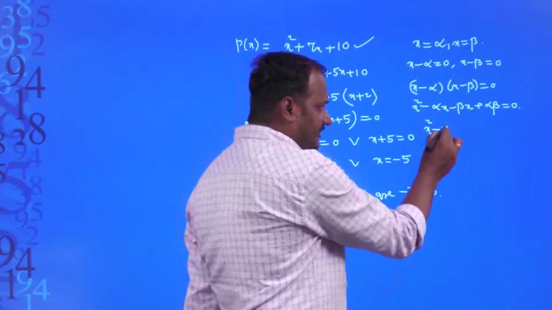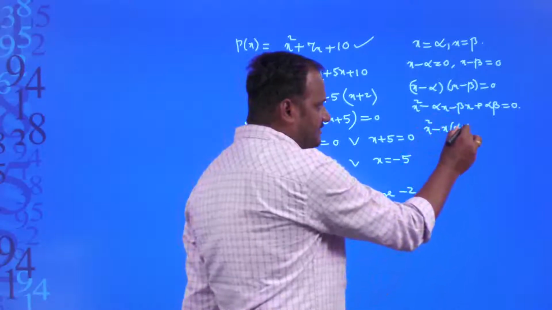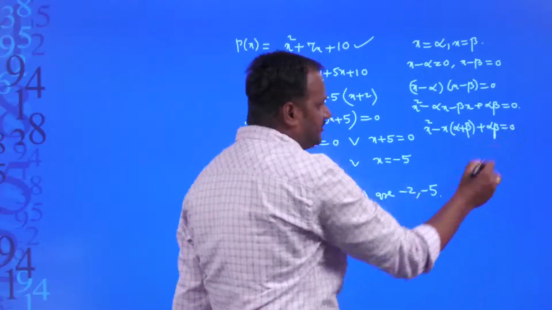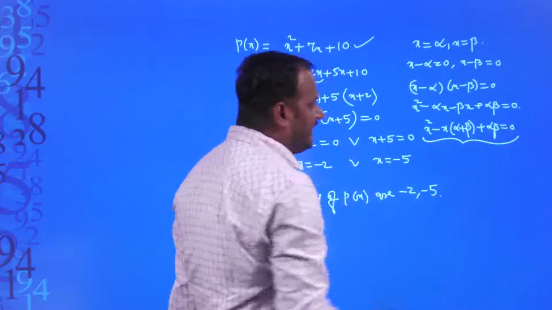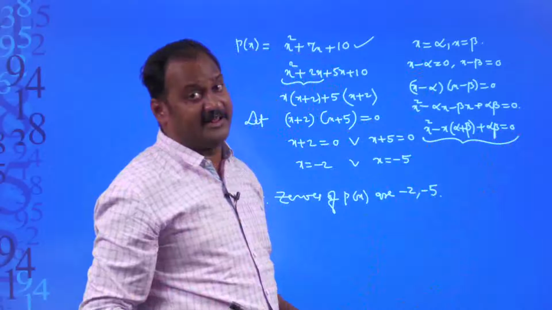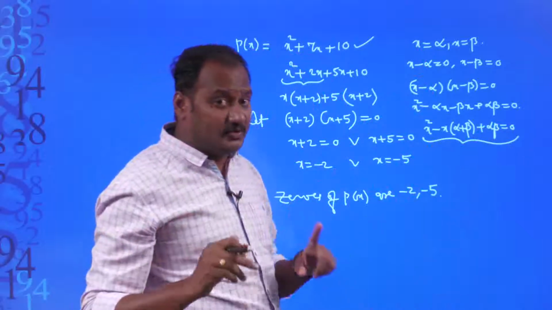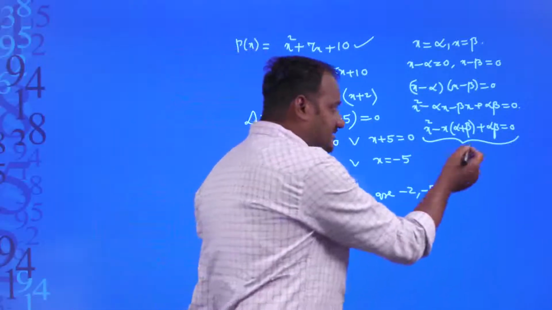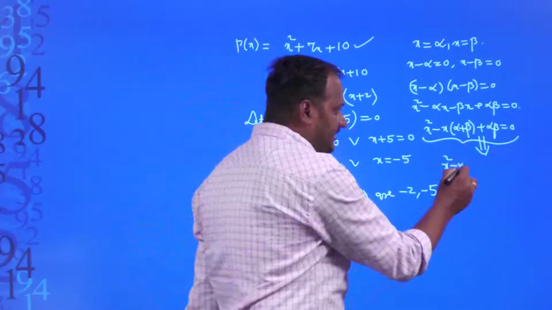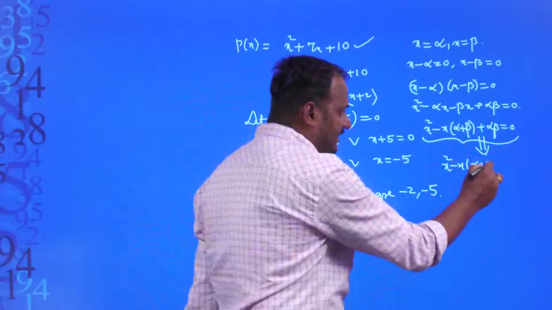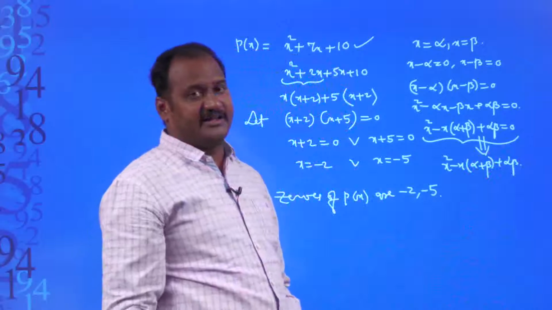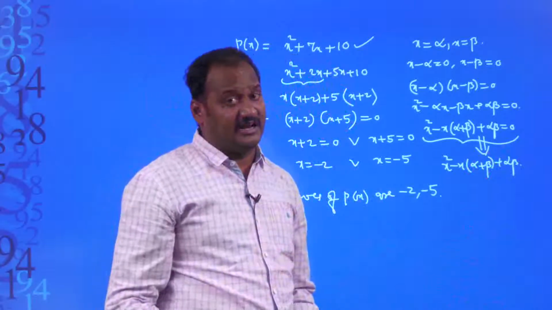And if I write in standard form, I will get x square minus alpha x minus beta x. I can take one x common, remaining alpha plus beta, and then finally plus alpha into beta is equal to 0. This is what is called the quadratic polynomial equation whose roots are alpha and beta. But I want the quadratic polynomial whose zeros are alpha and beta. Since it is only a polynomial, then equal to 0 should not be there. Then x square minus x into alpha plus beta plus alpha beta. So, this is what is called the quadratic polynomial whose zeros are alpha and beta.